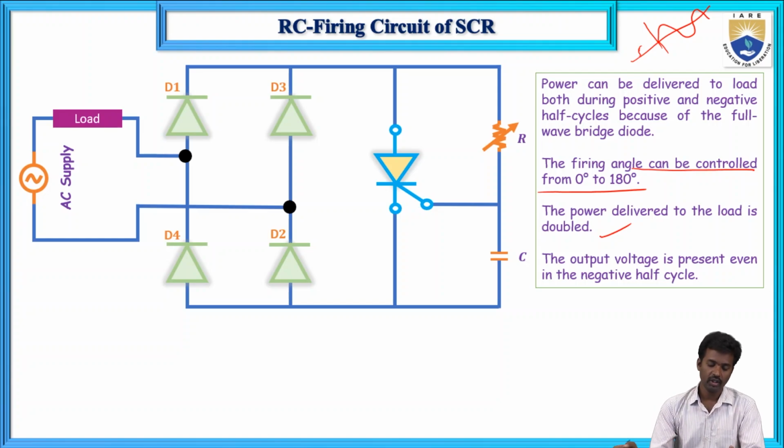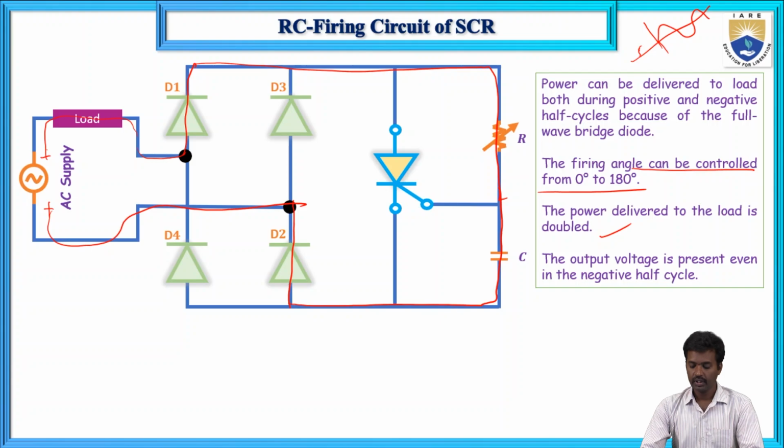And next here, what I will do first is consider the positive half cycle and the negative half cycle. During the negative half cycle, current flows, this is negative and this one is negative, means here this is the case where this is the anode and this one is the cathode.